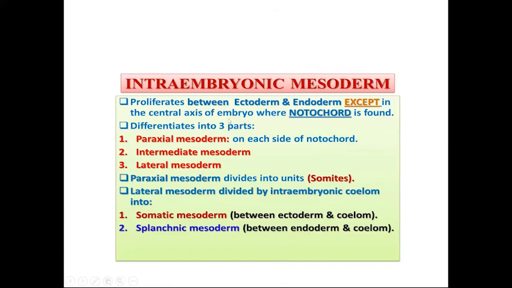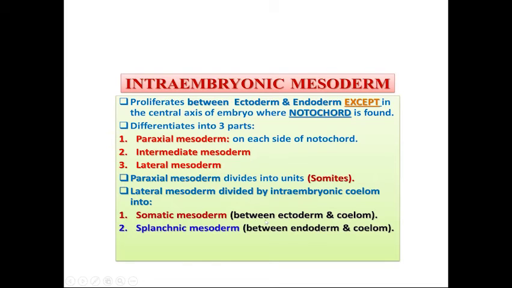Intraembryonic mesoderm proliferates between ectoderm and endoderm, except at the central axis where the notochord is formed. It differentiates into three parts: paraxial, intermediate, and lateral plate. Paraxial divides into the somites, and the lateral mesoderm is divided by the intraembryonic coelom. The way we had the extraembryonic coelom, a cavity is going to form.